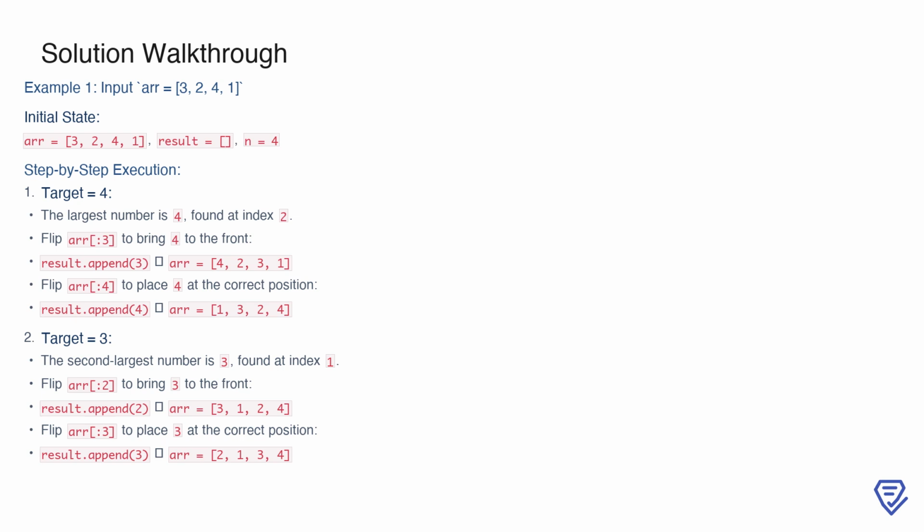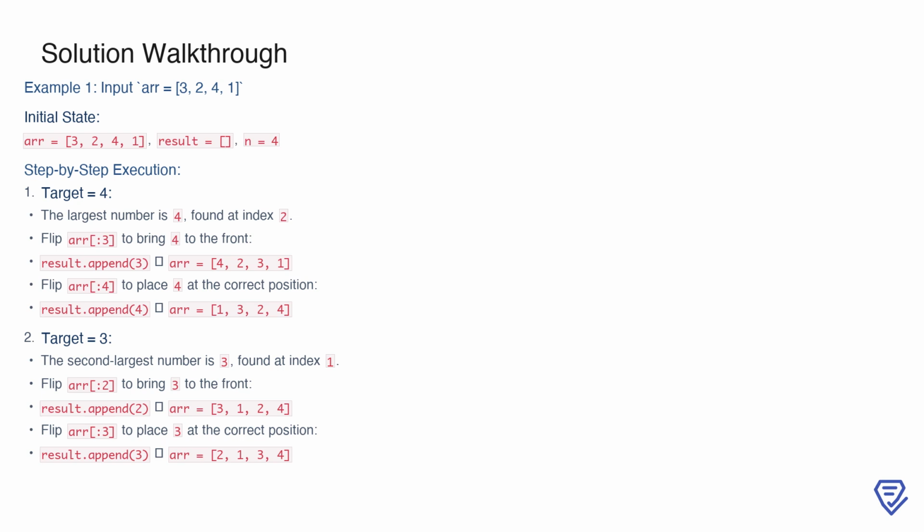Here, we start with the input array ARR equals 3, 2, 4, 1. The goal is to sort the array using a series of Pancake flips, and we will record the flip indices in the result array. Initially, the largest number is 4, found at index 2. To bring 4 to the front, we flip the first 3 elements, which appends 3 to result and updates ARR to 4, 2, 3, 1.